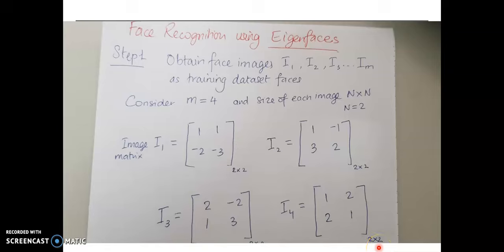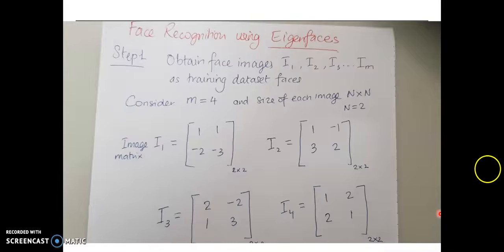Hello, we are going to explain the face recognition system using eigenfaces. It is quite a popular technique for face recognition. Step 1, we have to obtain the face images that we are going to use as training.